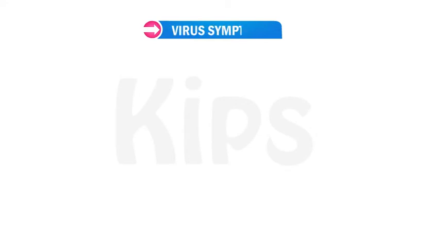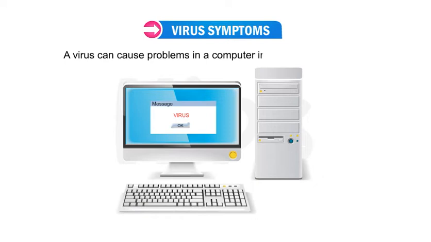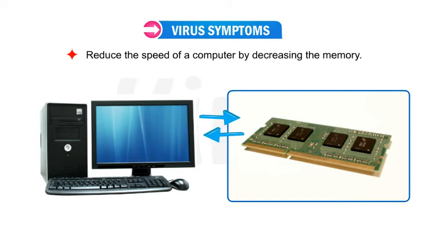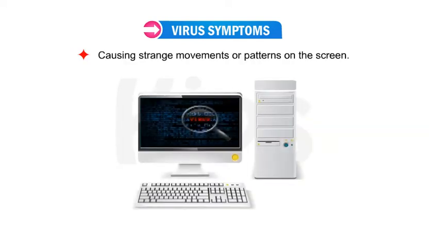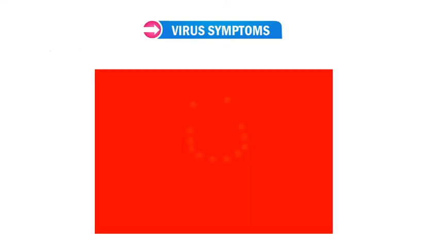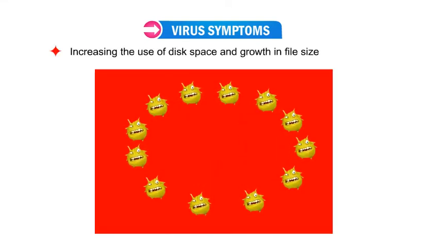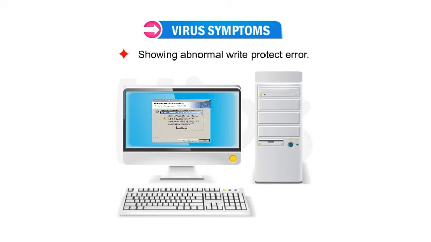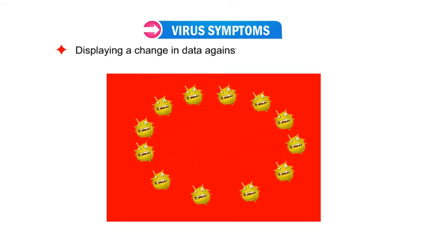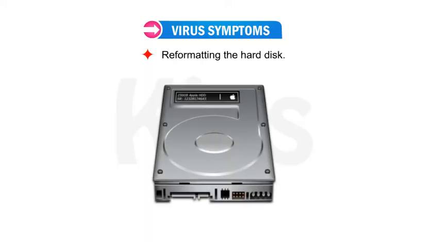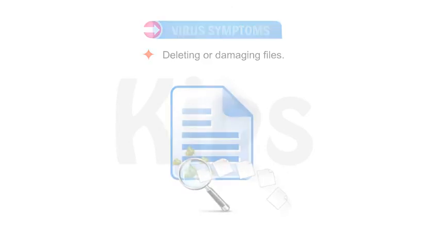Okay students, now let us talk about virus symptoms. A virus can cause problems in a computer in many ways, such as reducing the speed of a computer by decreasing the memory, causing strange movements or patterns on the screen, displaying unusual messages like "Your PC is stoned", increasing the use of disk space and growth in file size as the virus attaches itself to many files, frequent hanging of the system, showing abnormal write protect errors, displaying a change in data against the file name in the directory when a virus modifies the file, reformatting the hard disk, deleting or damaging files.